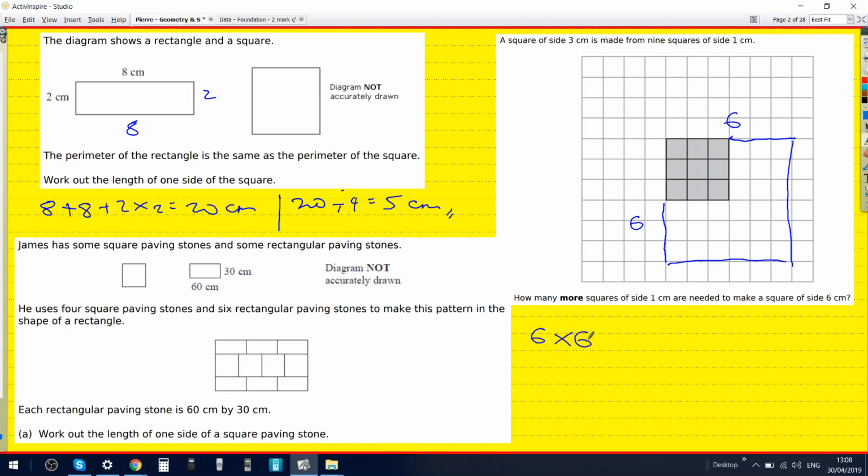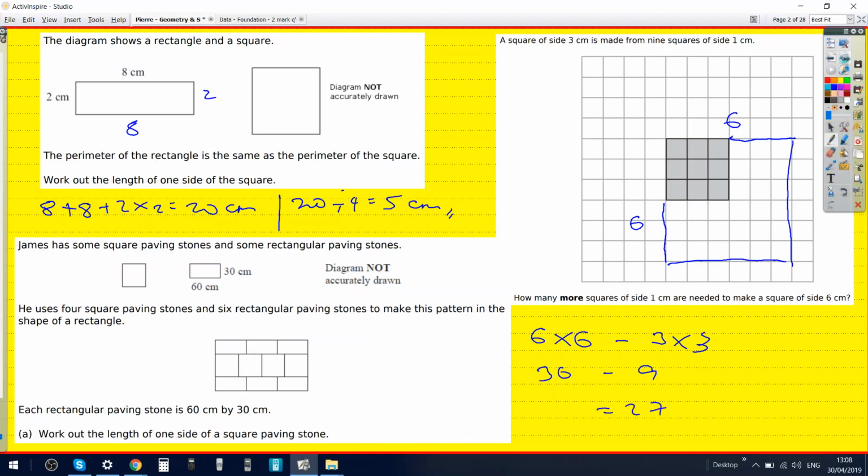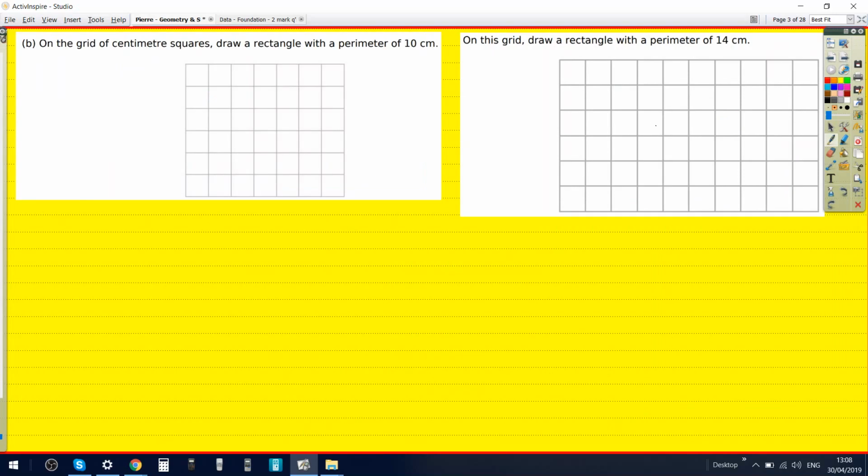So yeah, the area of the big one is 36. The area of the little one is 9. And you find the difference, and it's 27. Right. That's it. 27 extra squares. So now that's going into area. Right. How would you do the one on the left?